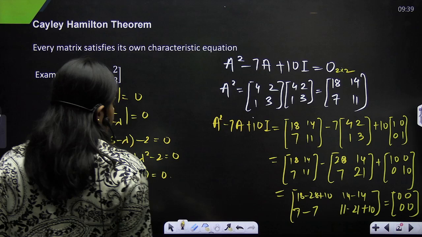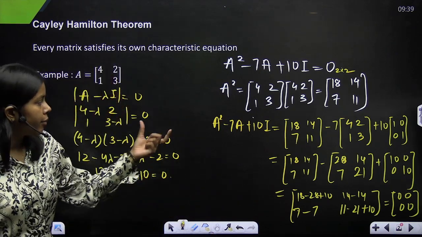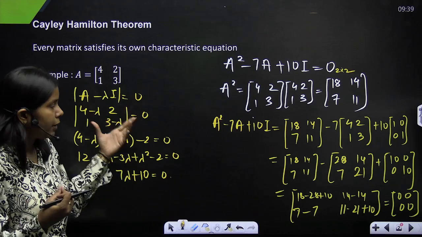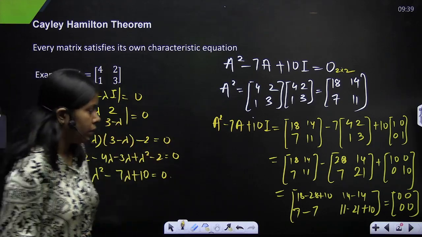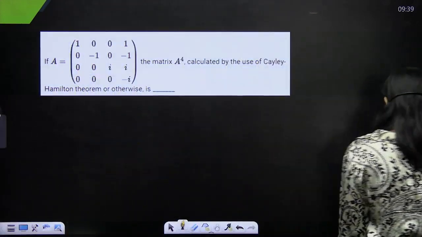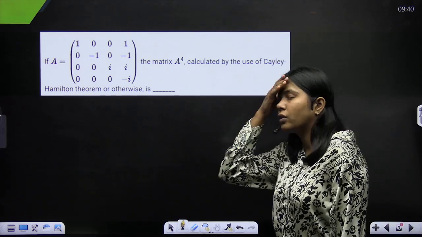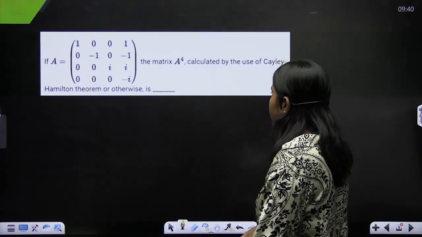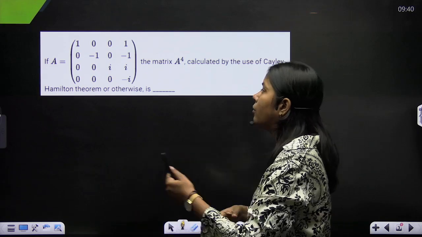If you take a cubic, that would get really lengthy, because then you have to find out A cube, but it would be applicable for any order. Now let's try some further questions based on the characteristic equation. This is a question of the GATE exam. A is a matrix given to you, and they are asking for the matrix A to the power 4 using the Cayley-Hamilton theorem.